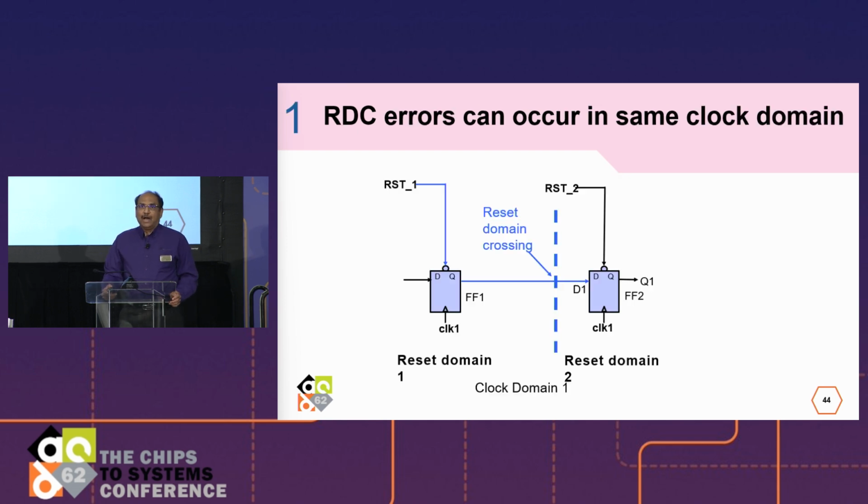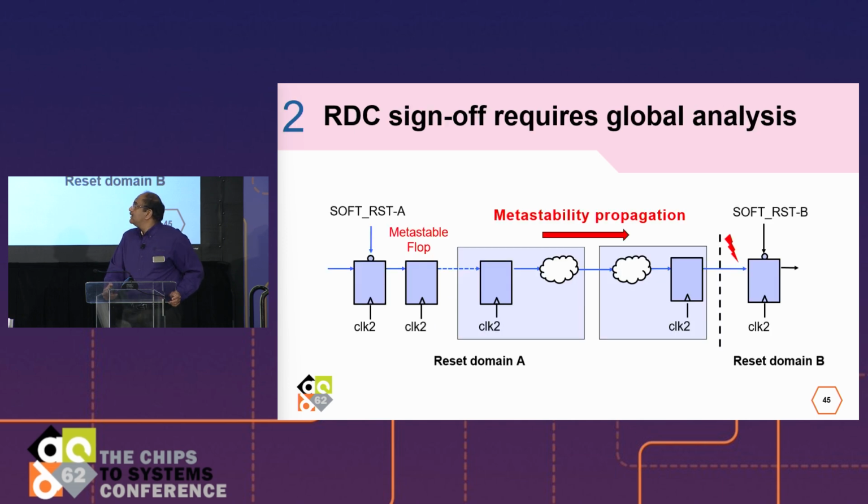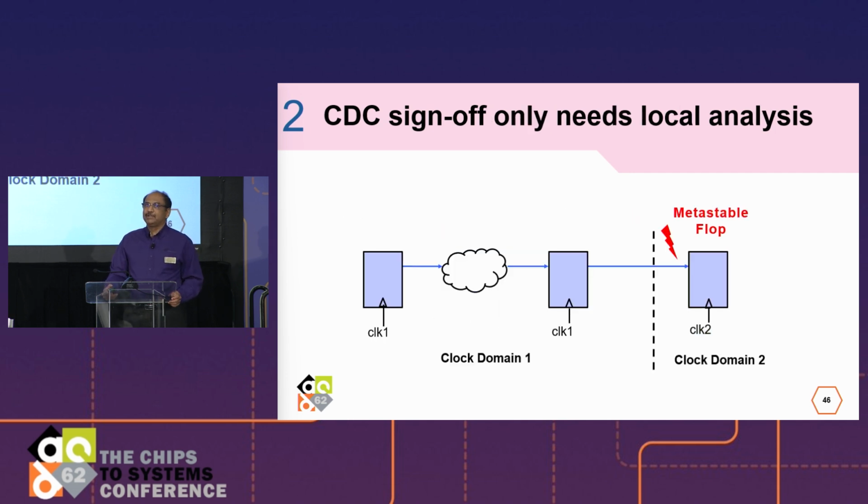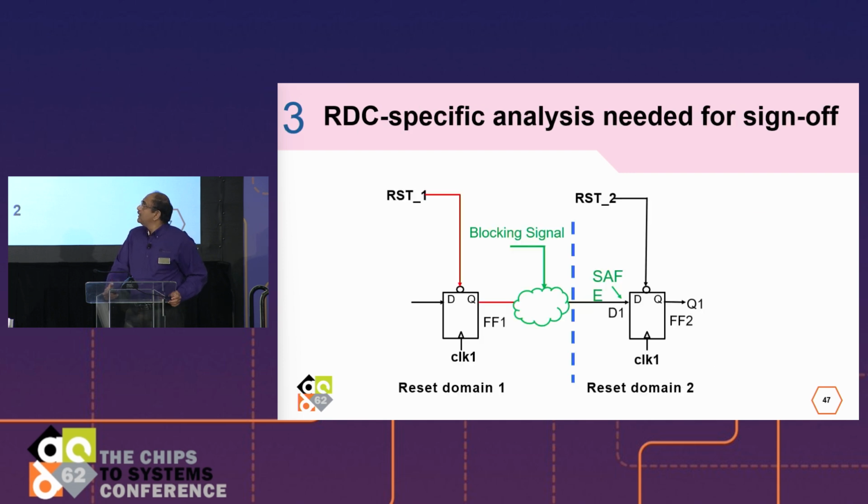First, RDC errors can occur in the same clock domain, which is different from CDC violations. Second is that RDC sign-off needs complete global verification, whereas CDC errors can be checked by performing local analysis. The number of paths that need to be verified for reset domain crossing sign-off is simply huge. And because of that, performing just structural analysis is not enough. You also need to perform functional analysis.